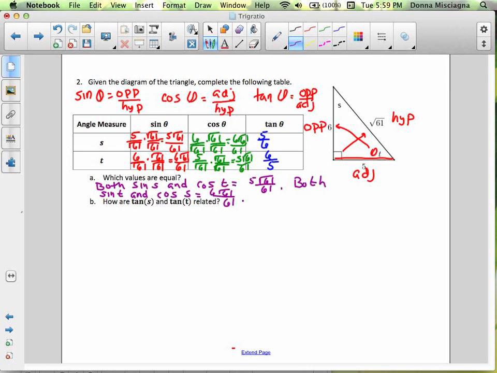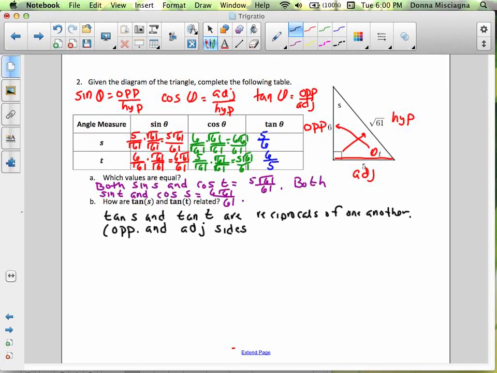All right? So your sine value for one angle will always equal the cosine for the other angle, and vice versa. How about how are tangent S and tangent T related? Well, notice what's opposite and what's adjacent switches. They are reciprocals of one another. So tan S and tan T are reciprocals of one another. And underneath, let's just add the fact that opposite and adjacent sides switch.